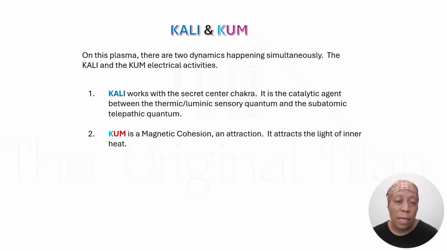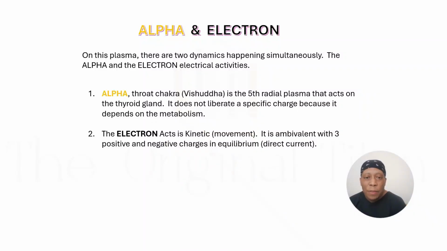And speaking of Kali and Kam, Kali works with the secret center chakra. It is the catalytic agent, as we mentioned before, between the thermic luminic sensory quantum and the subatomic telepathic quantum. Kam is a magnetic cohesion. It attracts the light of inner heat. Because on this plasma there are two dynamic forces happening.